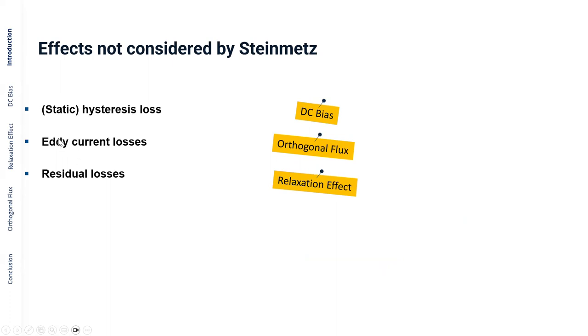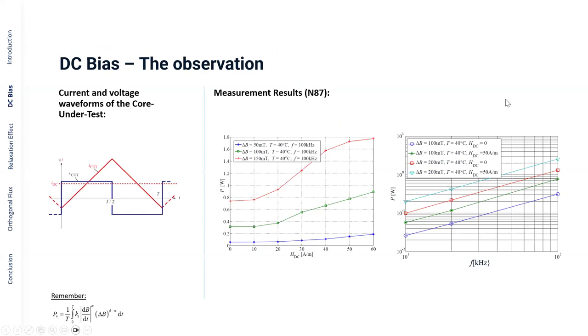One effect playing in the domain of eddy current losses, I call this orthogonal flux, and one effect, the relaxation effect, plays in the residual losses. So in the rest of the presentation, first I talk about the DC bias effect, then about the relaxation effect, and then about orthogonal flux. This will then conclude the presentation of today.